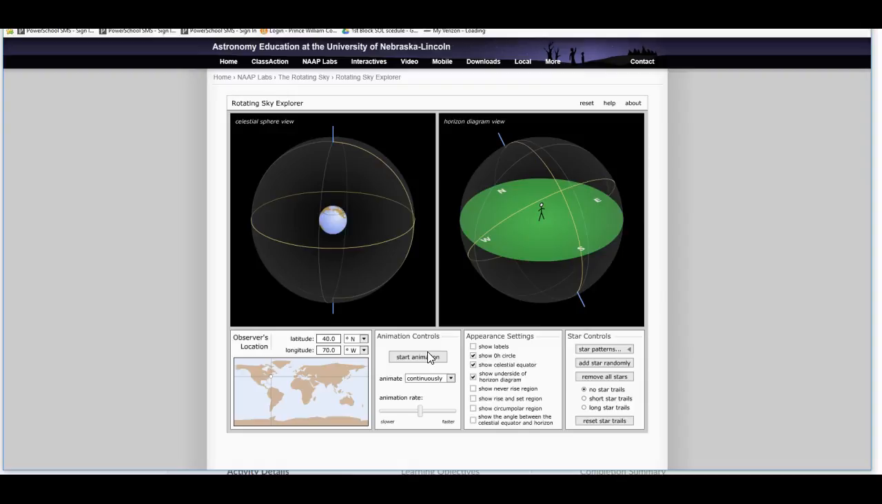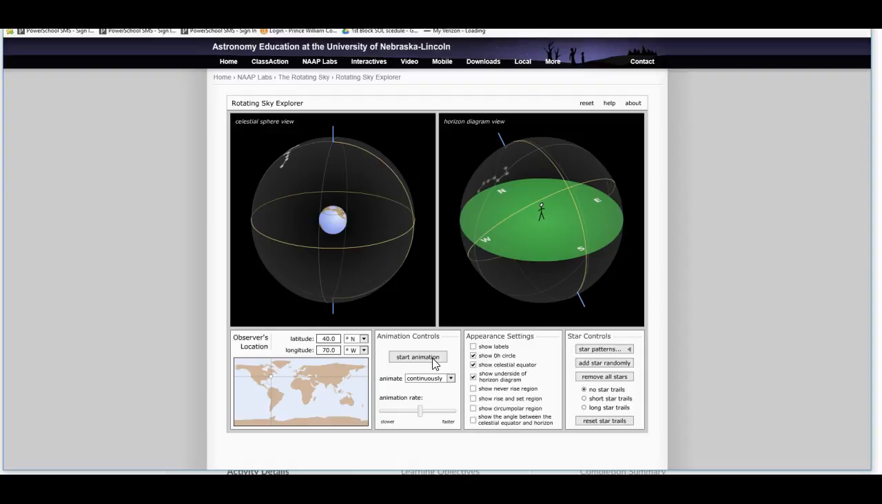But now I'm going to change the star controls. So I'm going to choose star patterns and I'm going to select Big Dipper. And then we're going to go ahead and start the animation. All right, so now's a good time to pause it and describe what you saw happening with the Big Dipper.